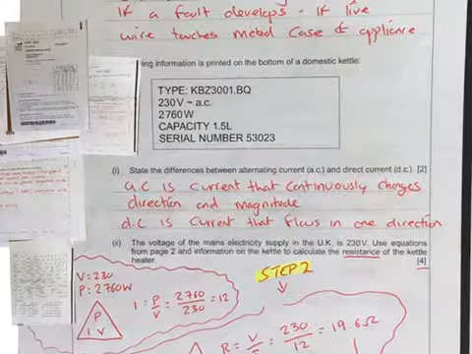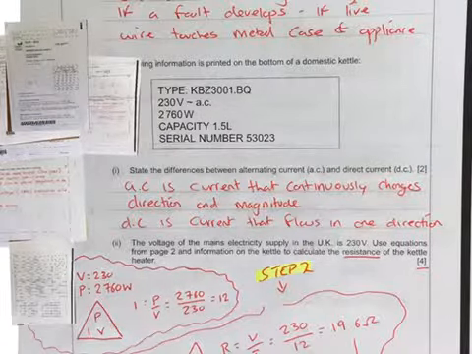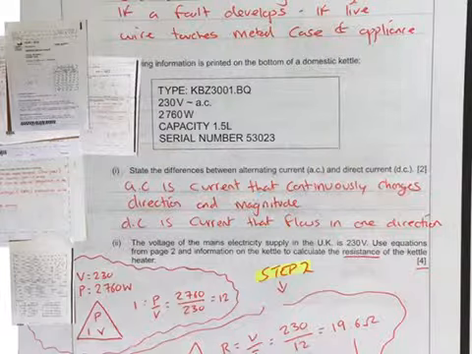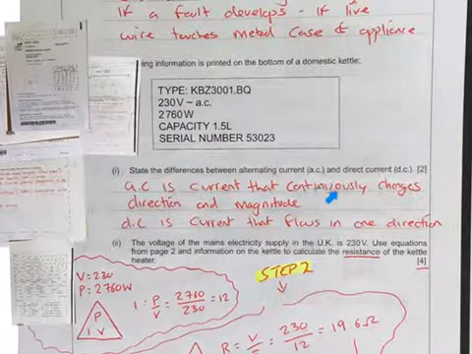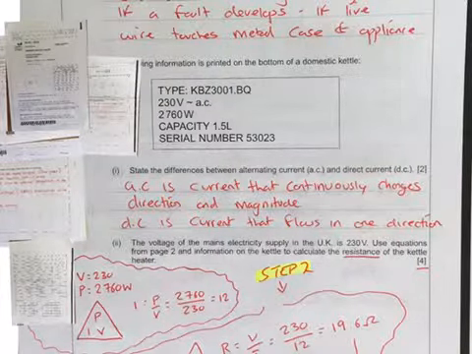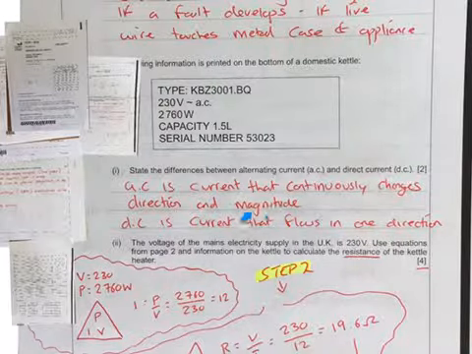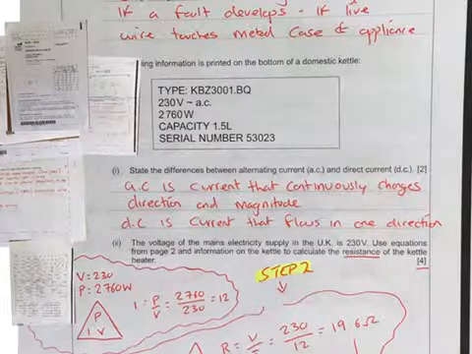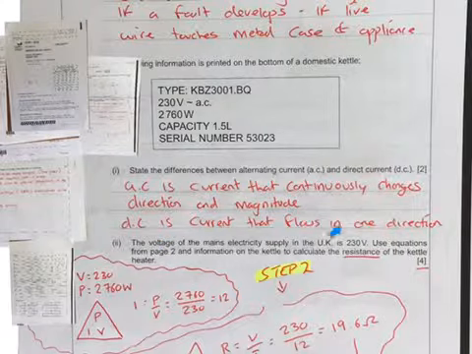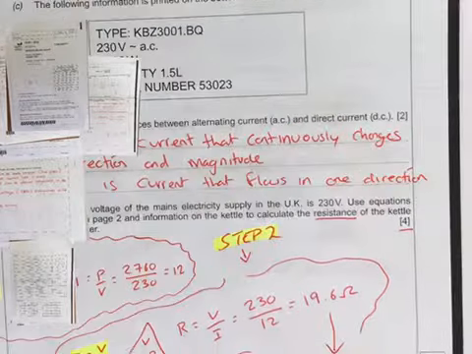This is a bit of a stinker, because for 2 marks, you've got to say AC is current that continuously or constantly changes direction. You just can't say changes, because it's not changing clothes or changing hairstyle. Changing direction and magnitude for 2 marks. Magnitude there. And then you didn't even need this line. DC is current that flows in one direction.